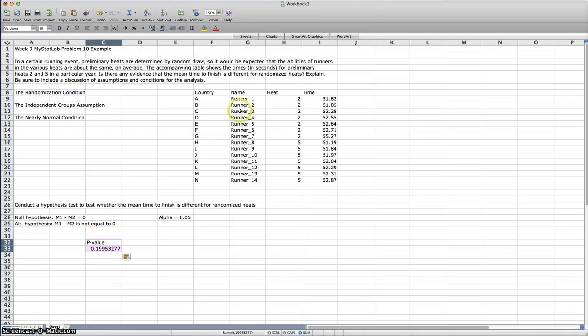So there you go. We've taken a look at our conditions, we looked at our charts for a box plot and our histograms of each heat. They look pretty normal other than that one outlier which we can throw out, which means everything seems to be okay. And we did a hypothesis test with an alpha of 0.05 using StatCrunch, which is very easy to use to do this. And we come up with this p-value of 0.199 versus our alpha of 0.05. So we do not reject our null hypothesis, that they are basically the same.